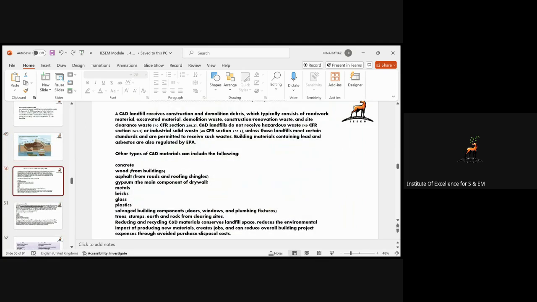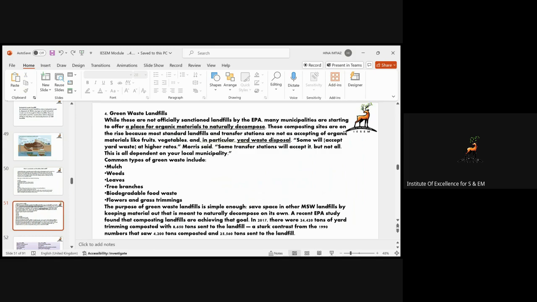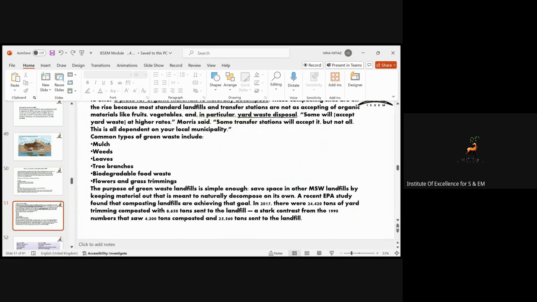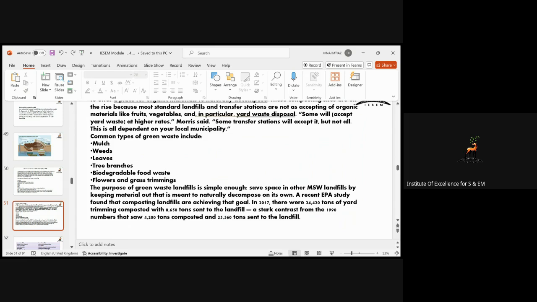Okay, moving towards the last one, which is a green waste landfill. While these are not officially sanctioned until now by the Environmental Protection Agency, this is one of the newly developed types of landfill in which you can dump mulch, weeds, leaves, tree branches, and all types of biodegradable food waste. The purpose of green waste landfills is simple enough: they want to save space in the municipal solid waste landfill, so they are separating the green waste from the municipal solid waste.